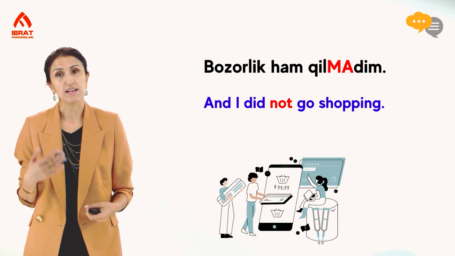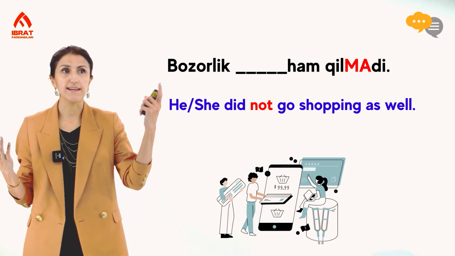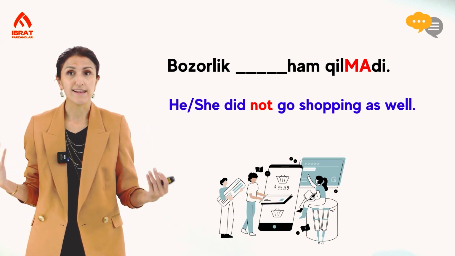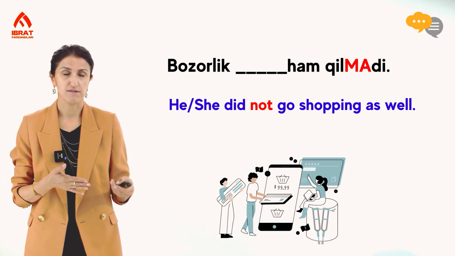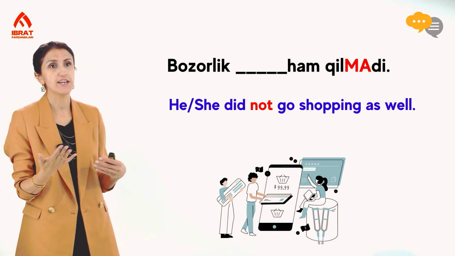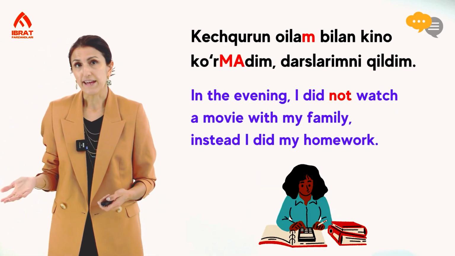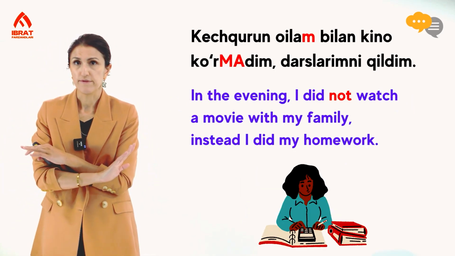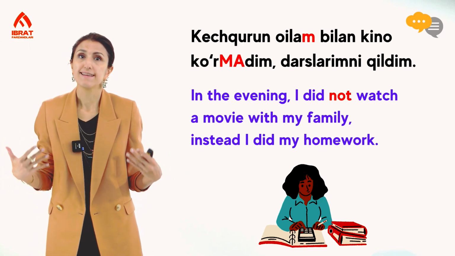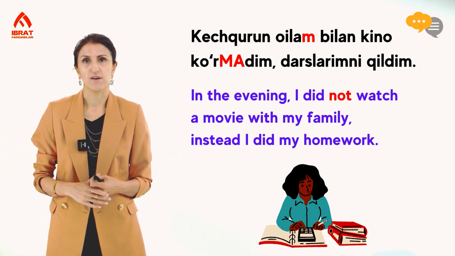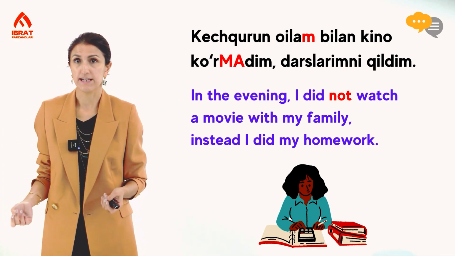Or men bozorlik qilmadim. I didn't do shopping. Saida bozorlik qilmadi. Saida didn't do shopping. First person or third, right? It changes depending on who's talking. Then in the evening, I didn't watch movies. Kechqurun oilam bilan kino ko'rmadim. Darslarimni qildim. So I didn't watch movies with my family. Instead, darslarimni qildim. I studied.